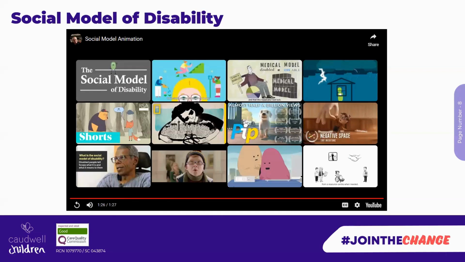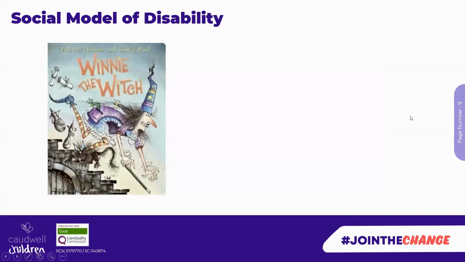So a little bit of a tongue-in-cheek look at disability and inclusion, but I think it hits the nail on the head with regards to the social model. It's not actually an issue with regards to people with disabilities. It's a social issue, it's a society issue. So I just wanted to mention this book called Winnie the Witch. I don't know if you've heard of it, if you work in children's settings, but it actually is a really good way of explaining that social model of disability to children.